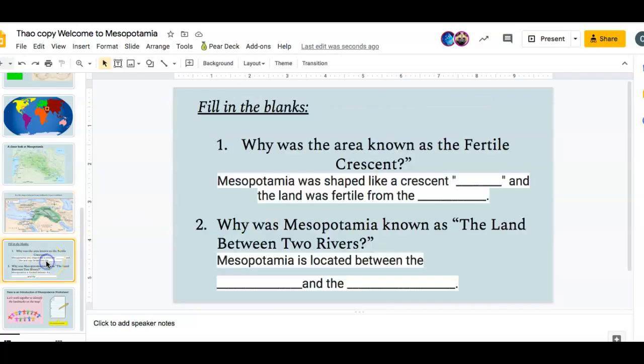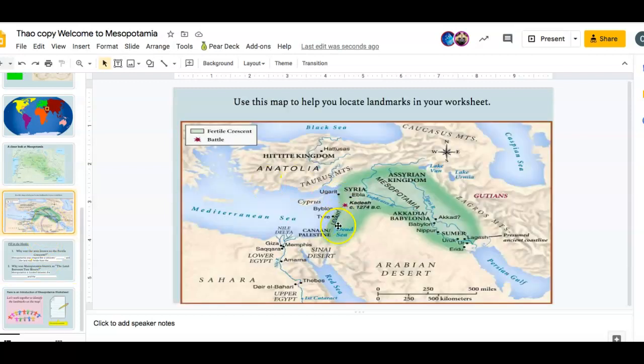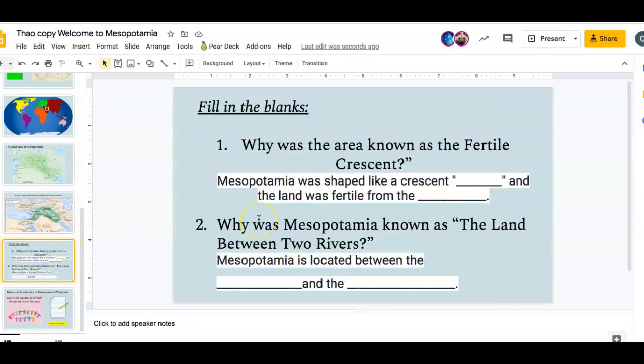And the reason why it is known as the Fertile Crescent is because all the green area right here, once it floods, it becomes fertile. It's great for farming and for crops. So therefore, it's shaped like a crescent, like a moon. So that's the reason why it is known as the Fertile Crescent.